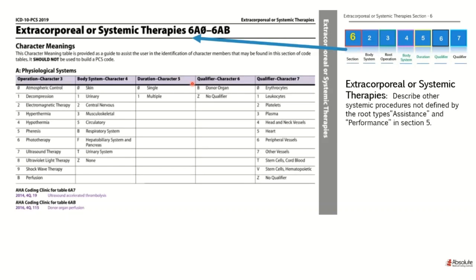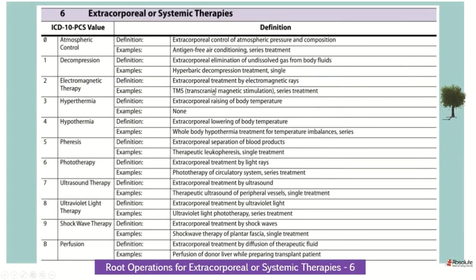Our duration, which is our fifth character, is either single or multiple. The qualifier is either donor organ or no qualifier, and your seventh character qualifier is erythrocytes, leukocytes, platelets, plasma, head and neck vessels, heart, peripheral vessels, other vessels, stem cells, cord blood, stem cells, hematopoietic, and no qualifier. All right, coders, so let's take a closer look at our root operations and let's define them for you. All right, so here you go.